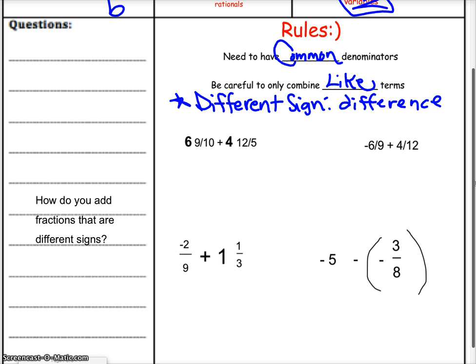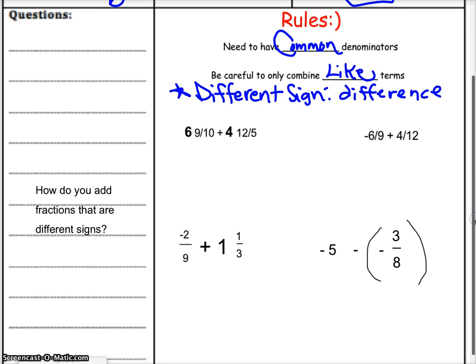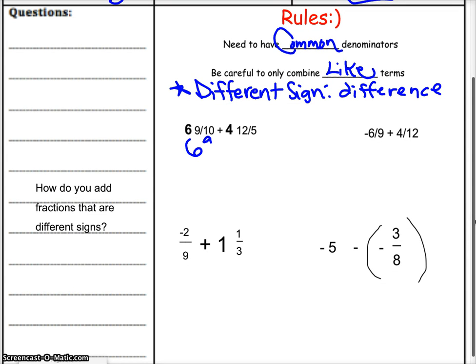Okay, 6 and 9/10 plus 4 and 12/5. I don't even like it written this way. I usually just rewrite it quick. 6 and 9/10 plus 4 and 12/5. So what should I make my common denominator? 10.